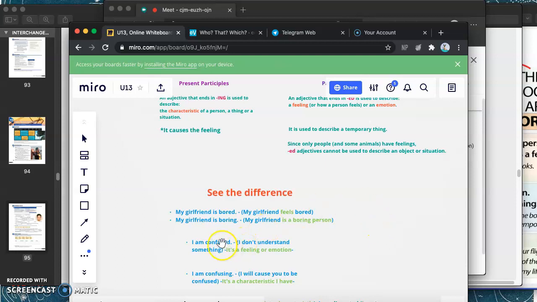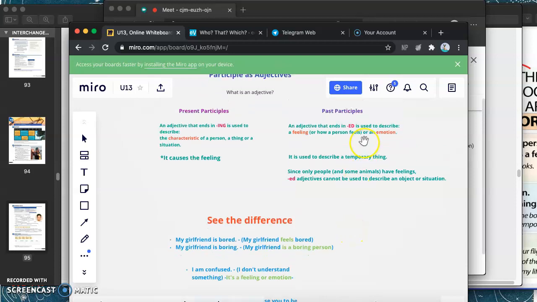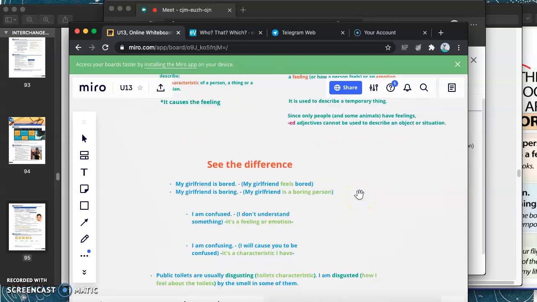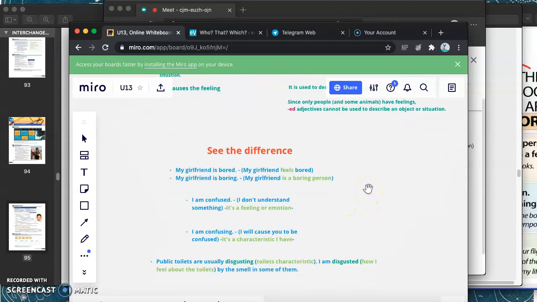Then if I say that I am confused, it's because I don't understand something. That's a feeling or emotion in the moment. It ends in ed. But if I say that I am confusing, it's because I am a person that will cause you to be confused. Like it's my characteristic. I am confusing.